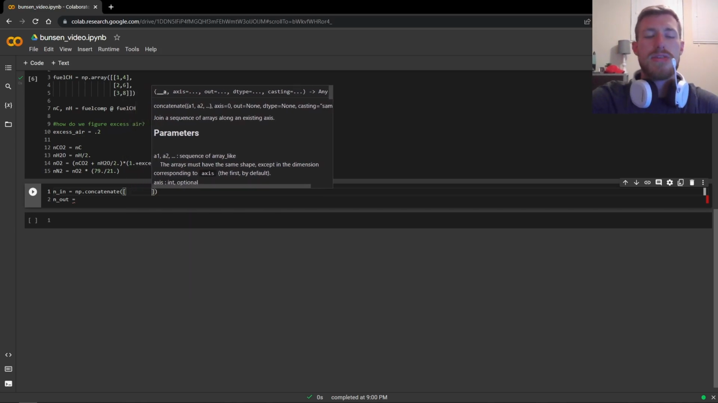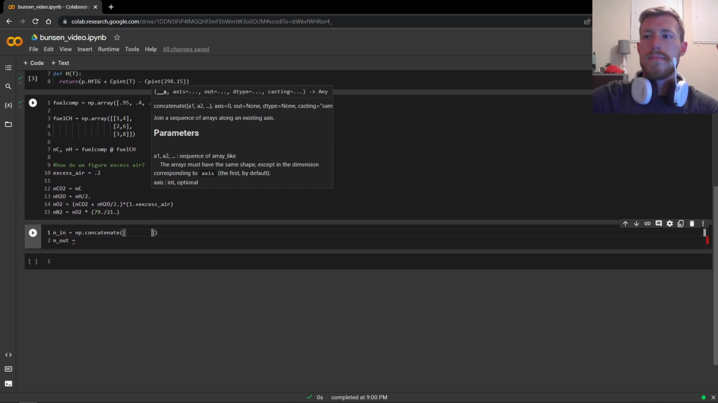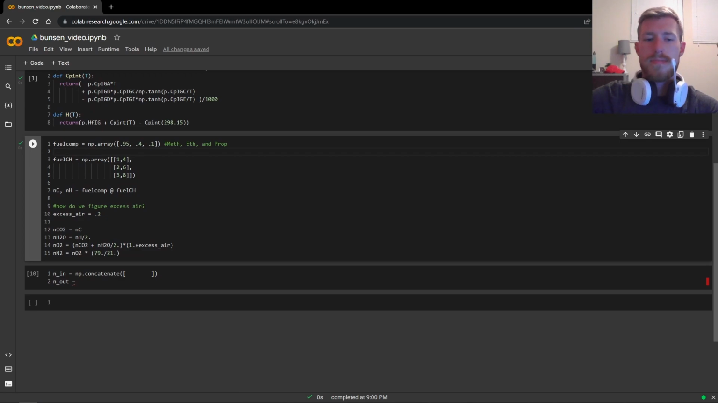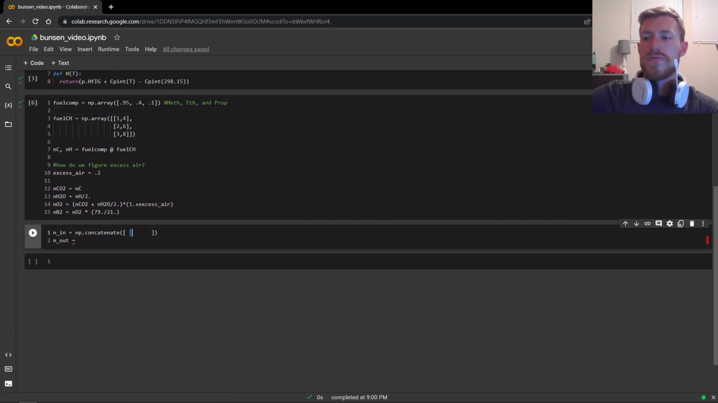I'm going to give a little bit of space here. The first thing we want is actually our fuel composition, because that will tell us the amount of hydrogens and carbons that are going in. So that's the first thing we're going to put in, because with that, we'll know those ratios that are so important. So we're going to feed that in first, fuel comp right there.